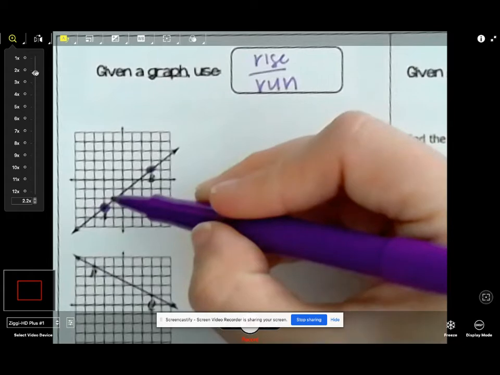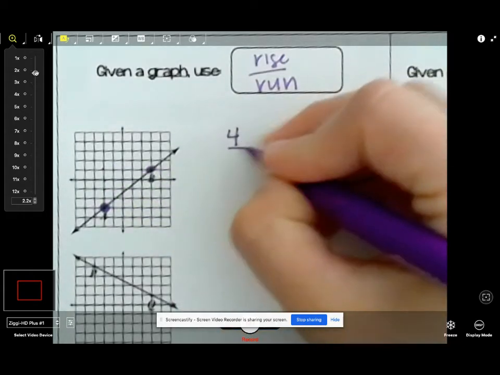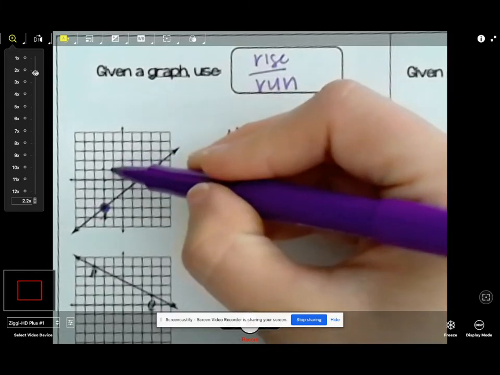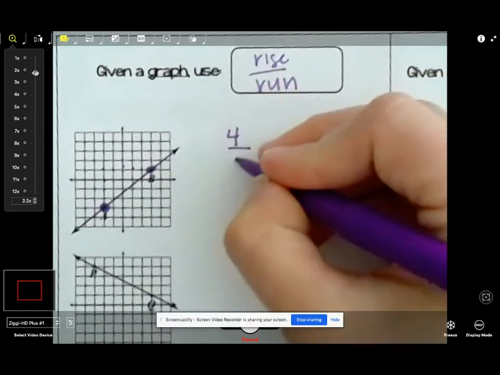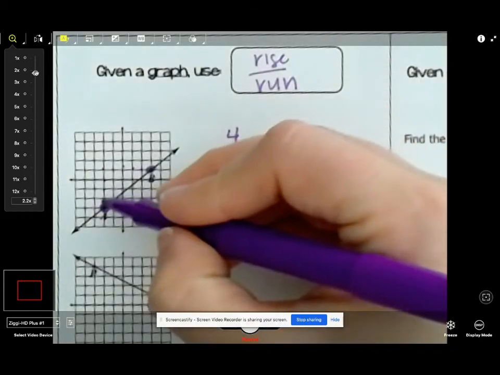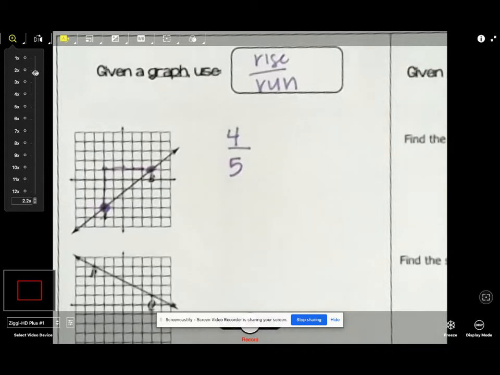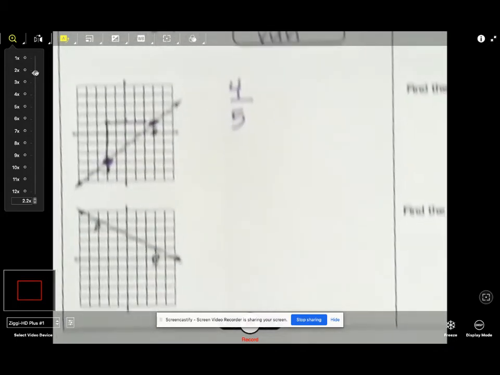So how many boxes up do we go? 1, 2, 3, 4. So I rose 4. How many do I run? 2, 3, 4, 5. So my slope is 4/5. I went up 4, I ran 5 over. I'm going to shimmy my paper down a bit.